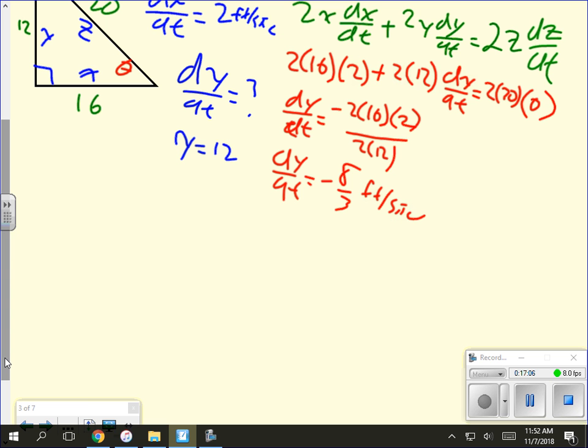Because x is a constant, z is a constant, it doesn't move, so dz dt is 0. dx dt is our given information, dy dt is our found information. So what trig ratio works with the hypotenuse and the side adjacent? Cosine. The cosine of theta is equal to x over z. That's my relationship.